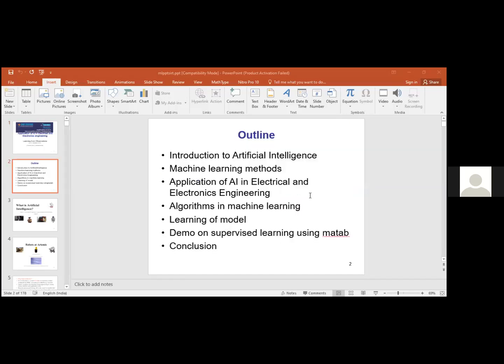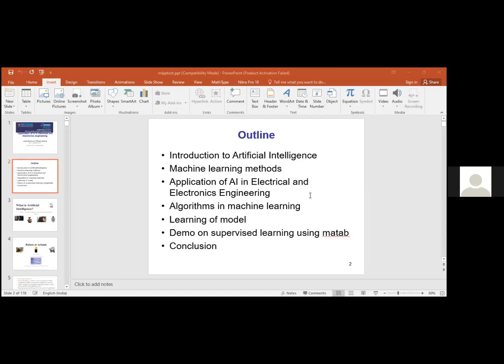So, without much delay, I will share the outline of this presentation. First I will introduce what is artificial intelligence, and then some machine learning methods. Then I will explore the application of artificial intelligence in electrical and electronics engineering, and then some renowned algorithms in machine learning. Then what is learning basically, and what is training, testing, validation. You can see how the machine learns during the learning. Basically, I will emphasize that.